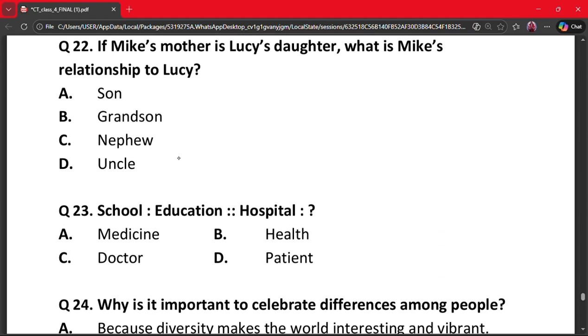Our next question is question 22. If Mike's mother is Lucy's daughter, what is Mike's relationship to Lucy? A. Son, B. Grandson, C. Nephew, and D. Uncle. So Lucy's daughter is Mike's mother. So Lucy is Mike's grandmother. Therefore, Mike is Lucy's grandson. So the correct answer is option B.